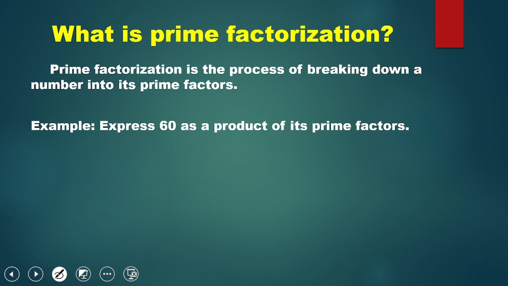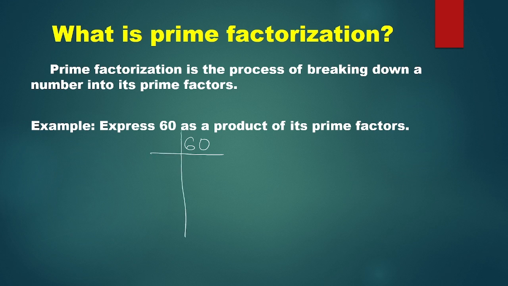So if I write down 60, I can do this by drawing a line. Now, what is the smallest prime number that can divide 60? That's simply 2, because 60 is an even number, so 2 can divide 60. 60 divided by 2 is 30. What can divide 30? 2 also. 30 divided by 2 is 15.